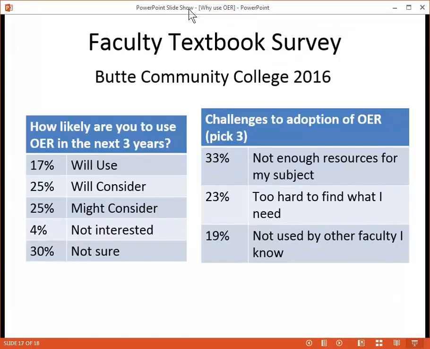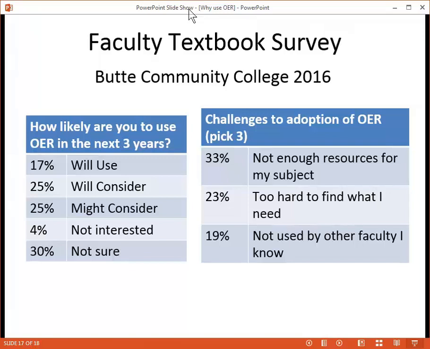Back to the faculty survey from the beginning of the semester, where we asked all faculty, regardless of if they're using open or not, questions about their textbooks. Most folks were interested in using OER or would consider it. The main challenges that we found is the most commonly mentioned challenge is that there's not enough resource for my subject area, followed by it's too hard to find what I need. And these are considerations. Looking for open resources can be challenging, and there's a lot of different places to look. There's not one place that has all the options.